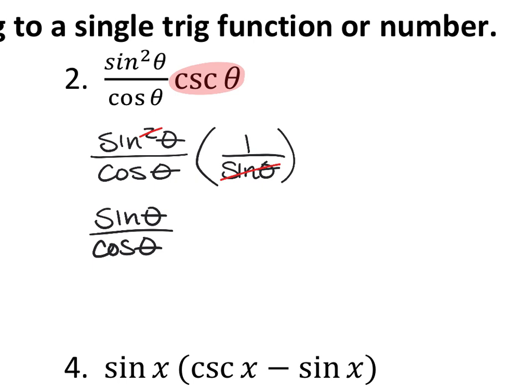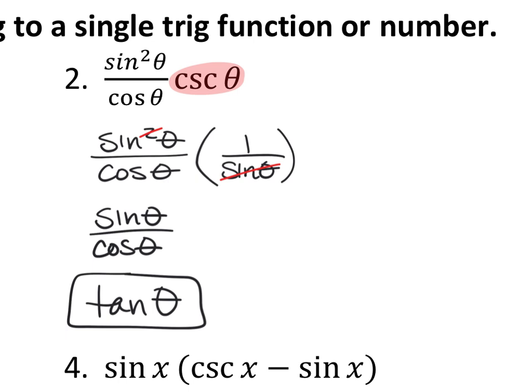My answer should be one trig function. What is sine of theta over cosine of theta? Tangent. What is the identity called that let me do that? Quotient identity. The quotient identity. So tangent's quotient identity is sine over cosine, so I could rewrite any sine over cosine as tangent. Done. It's one trig function. I've gotten the correct answer.